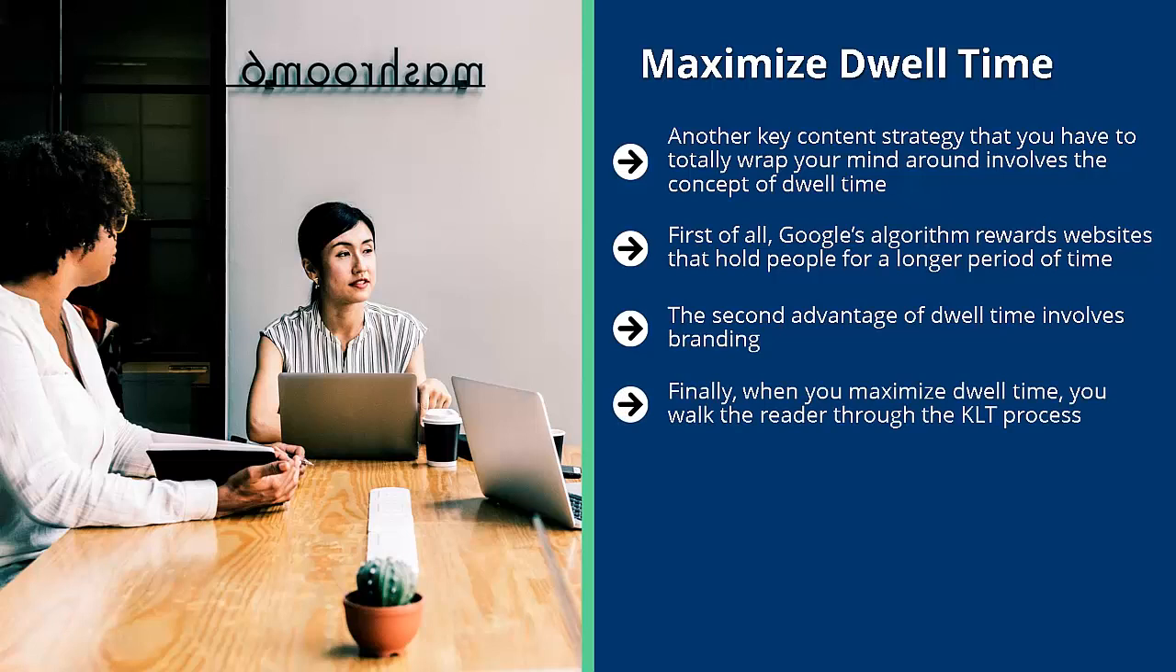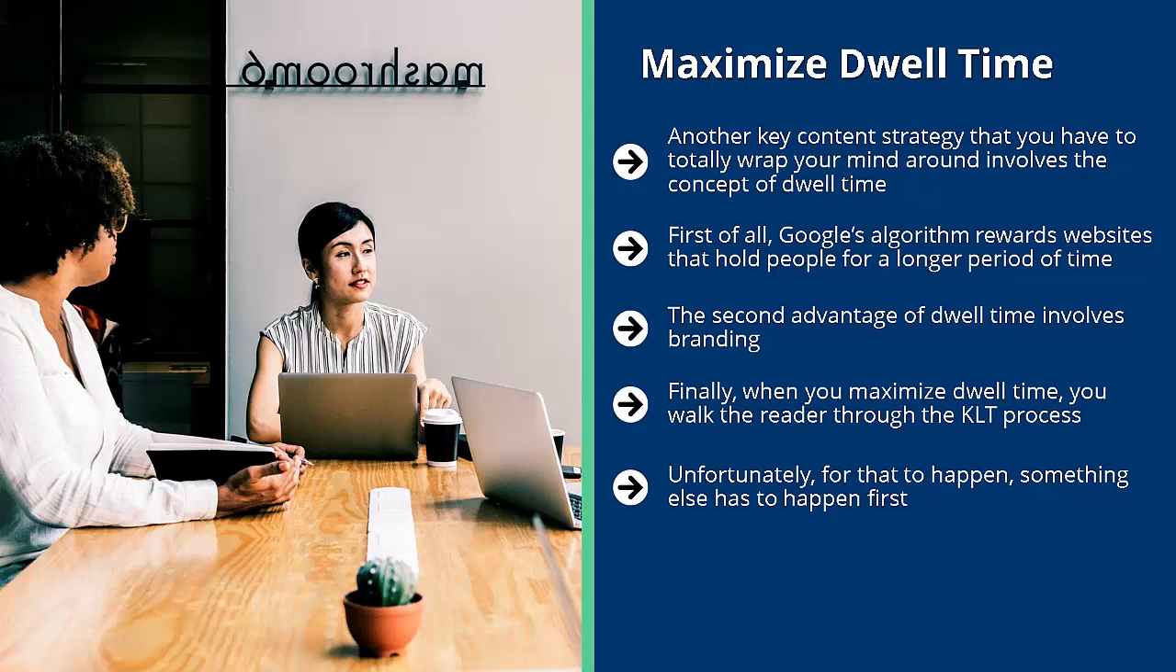Finally, when you maximize dwell time, you walk the reader through the KLT process. This process is generally associated with sales. To get somebody to buy something from you, you must get them to trust you. However, for that trust to happen, they must like the option that you put on the table. Unfortunately, for that to happen, something else has to happen first. They must first feel that you know enough about their problem for them to like the solution that you're pushing. This is the KLT process.